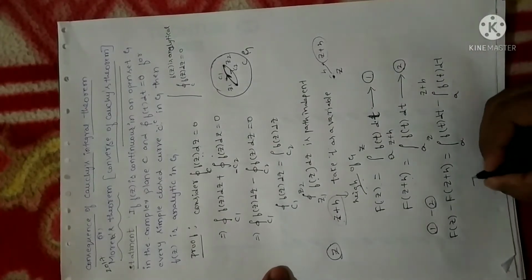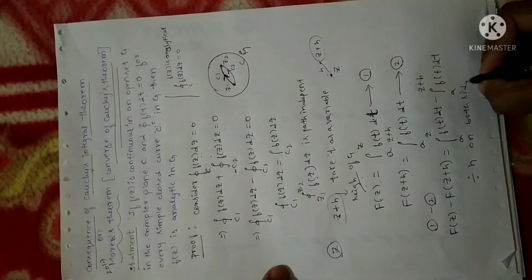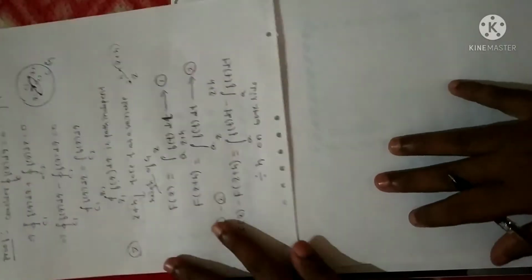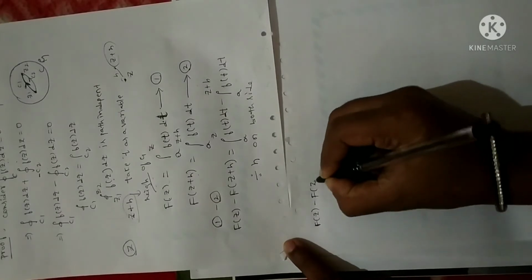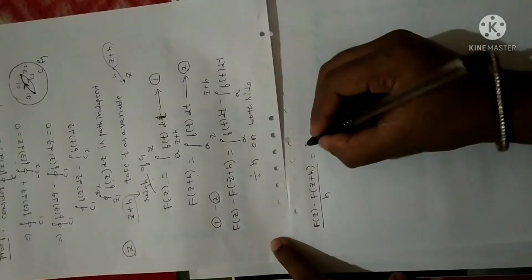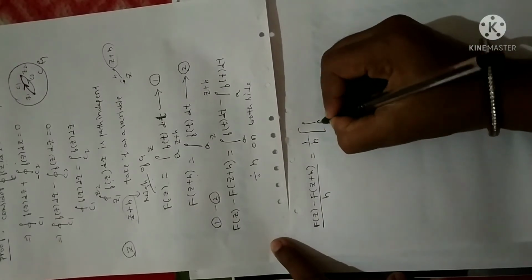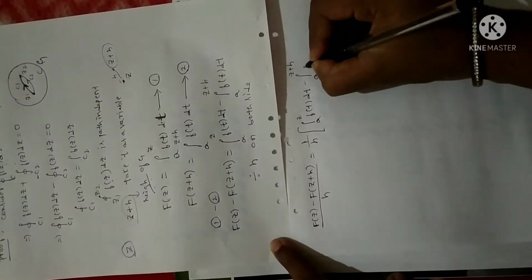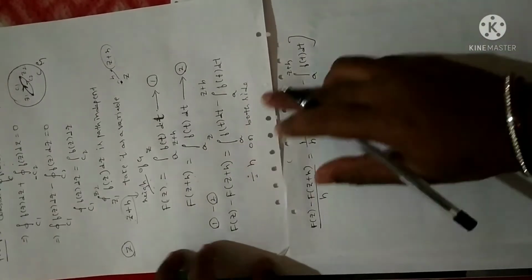Now what I am going to do is, let me divide both sides by h. So when you divide by h on both sides, what will it become? F of z minus F of z plus h divided by h is equal to, since I am dividing both sides by h, instead of writing the whole thing divided by h, I can write 1 by h times the integral over a to z of f of t dt minus the integral over a to z plus h of f of t dt. One and the same. I have divided both sides by h.